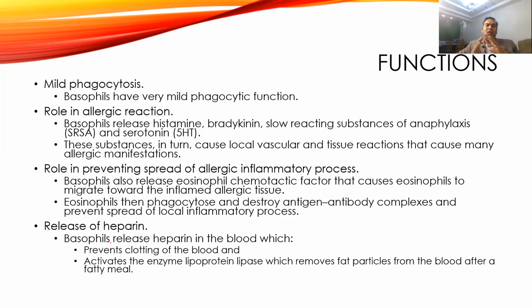So if it is happening in one place, we try to keep that allergic reaction localized to that place, not allowing it to spread to different parts of the body, by releasing the eosinophilic chemotactic factor, and eosinophils will come and act on those inflammatory allergic mediators and try to destroy them. If it is because of an antigen-antibody complex, then eosinophils phagocytose those antigen-antibody complexes and try to remove any inflammatory initiators at that site and try to prevent the allergic reaction.